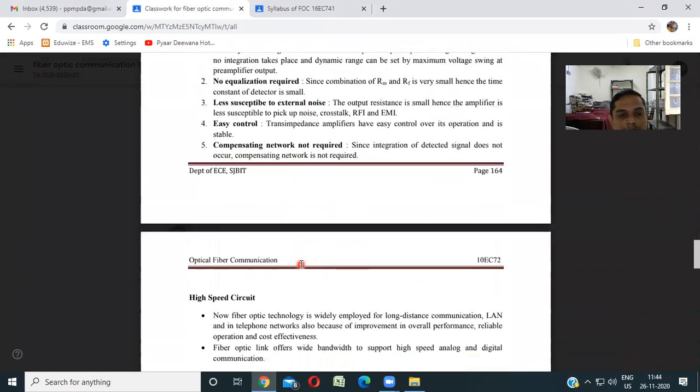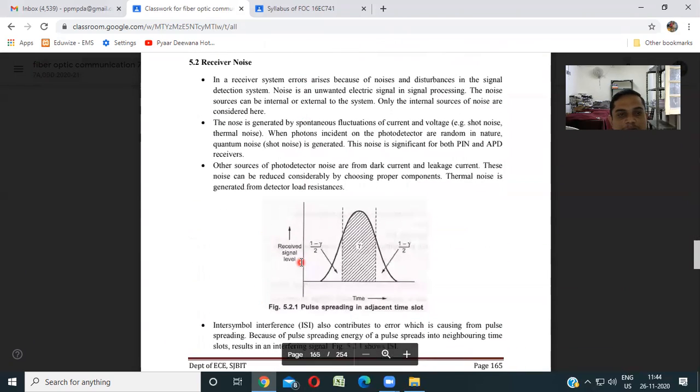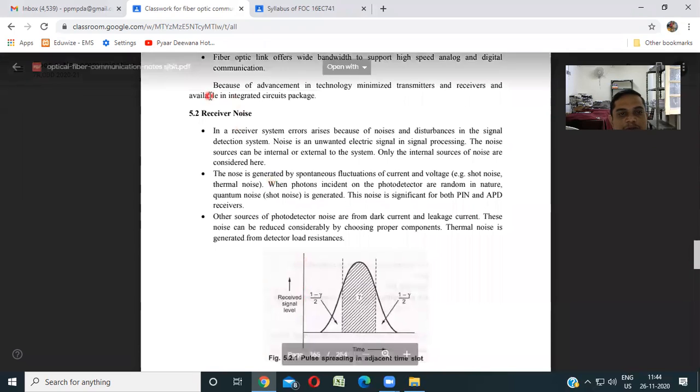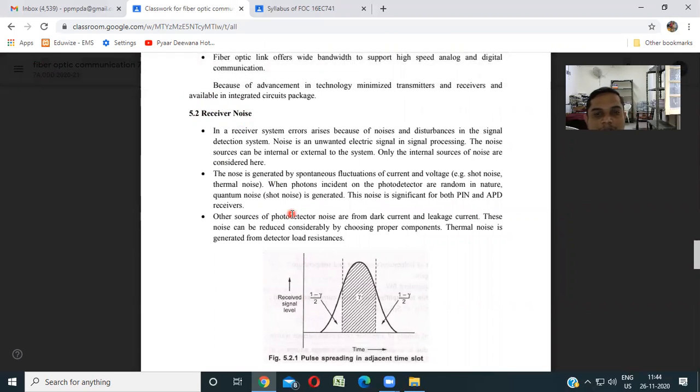Directly coming to the receiver noise. Here we can see the receiver noise. Receiver noise, as I already explained, is generated by spontaneous fluctuation of the current and voltage. Different noises are shot noise and thermal noise. When photons incident on the photodetector are random in nature, the quantum noise or shot noise is generated.